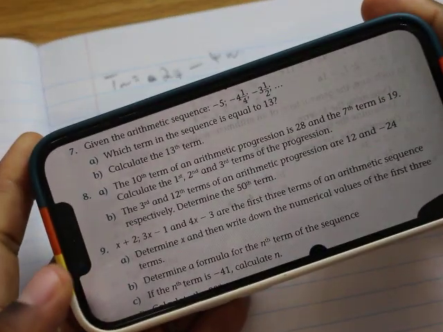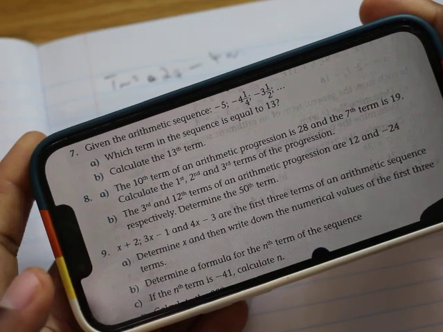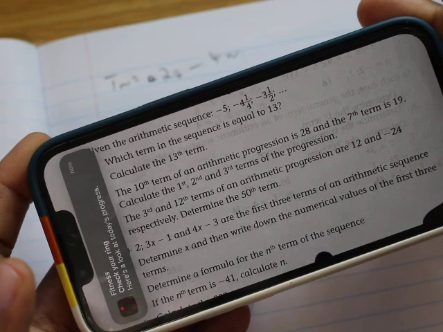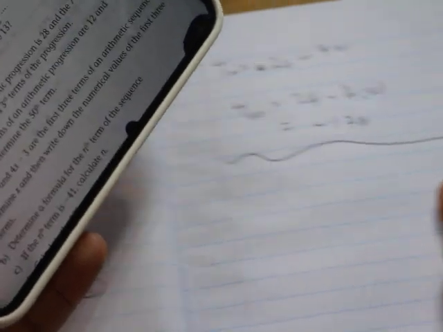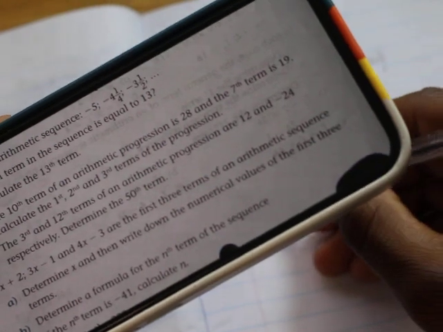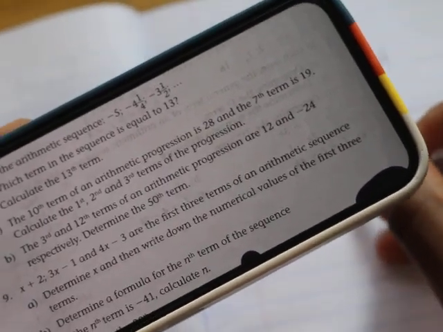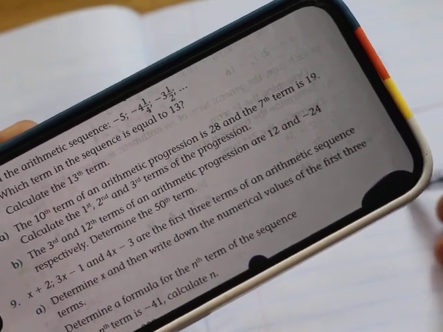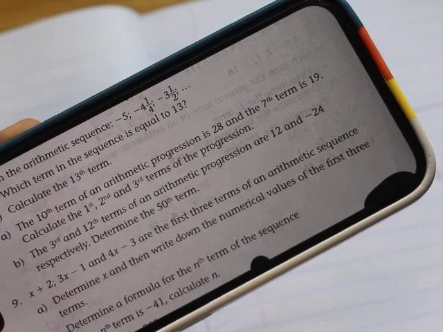So now let's quickly check. There's another question that we need to look at. There we go. So we're now looking at question 9. x plus 2, 3x minus 1, 4x minus 3. So that's the sequence that we have.